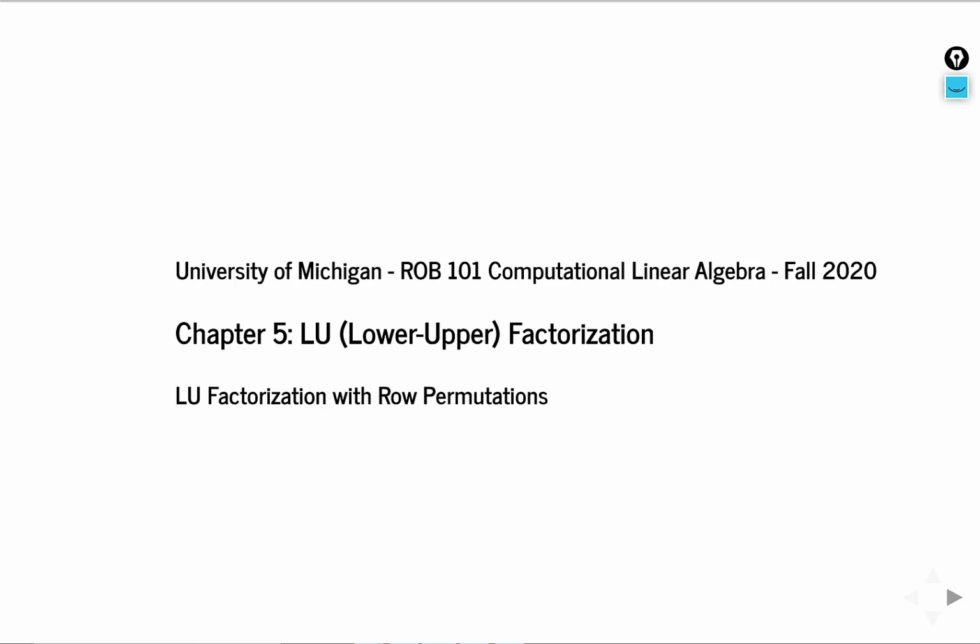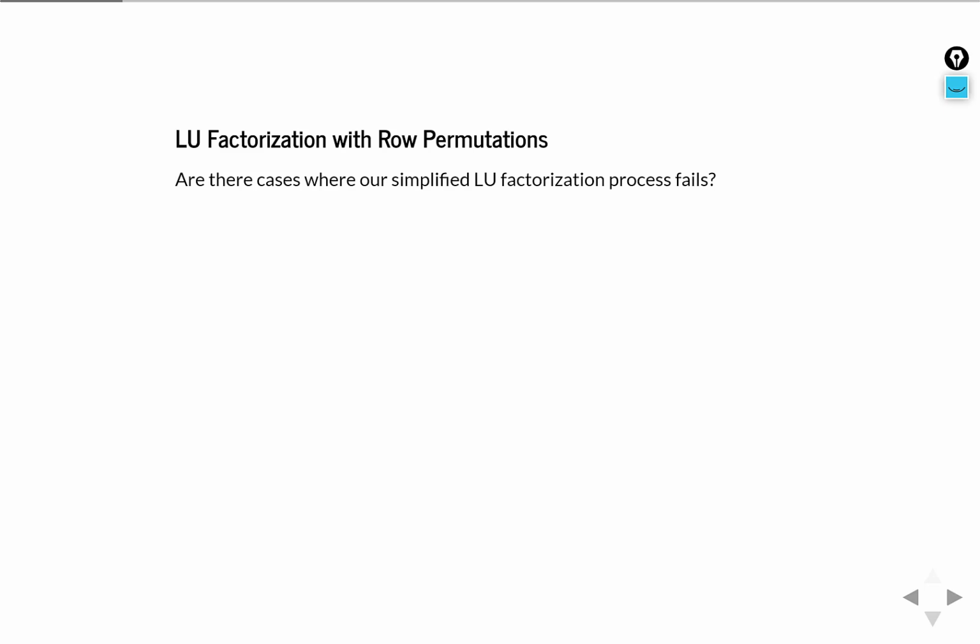LU factorization with row permutation. Previously, we performed a simplified LU factorization, but the question is, when does that process fail? There are two cases. Case 1, when C becomes an entire column of zeros.